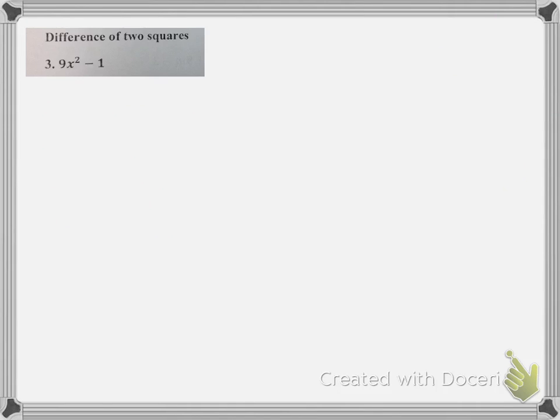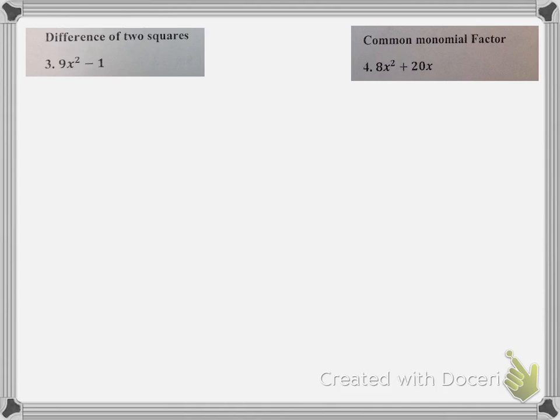Now the next one, it is a difference of 2 squares. Can you take the square root of 9? Yes. It's a subtraction, that's why it's a difference. Can you take the square root of 1? Yes, you can. So we're going to make 2 parentheses. Square root of 9 is 3x and 3x. Square root of 1 is 1 and 1. One has to be positive and 1 negative. We did a lot of those problems and you're going to use that a lot in today's lesson.